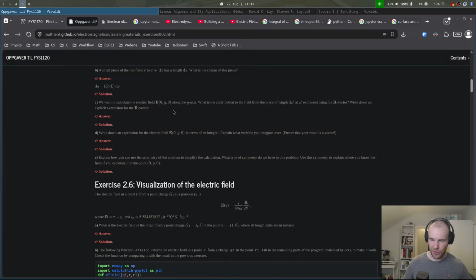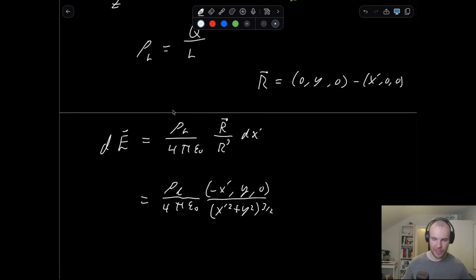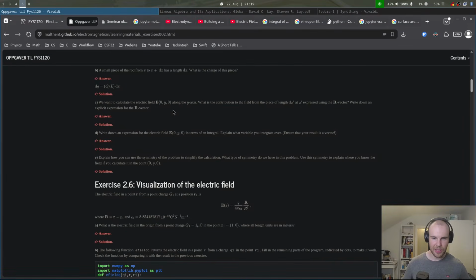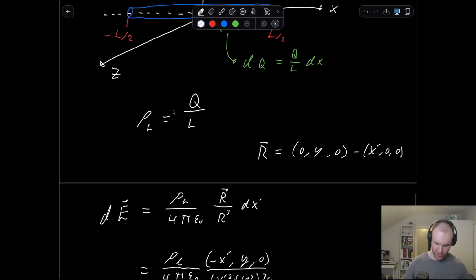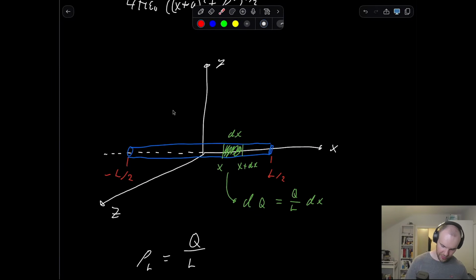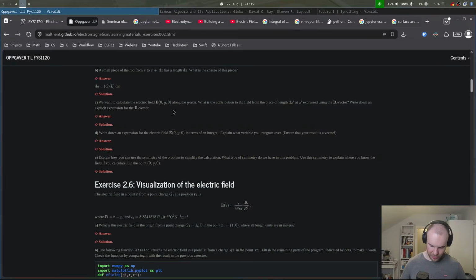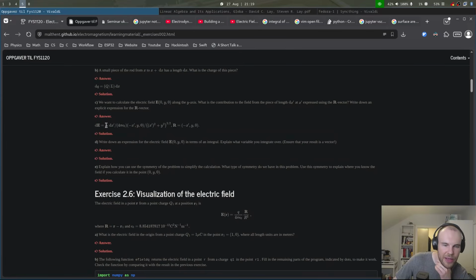So the r vector is just minus, because again, where is the situation, right? We are measuring, let's say we had some point here, right? In order, if I'm someplace here, I have to go minus x prime and then y to get that right. So that should be pretty clear and correct. And the answer here, you see, is indeed correct, right?